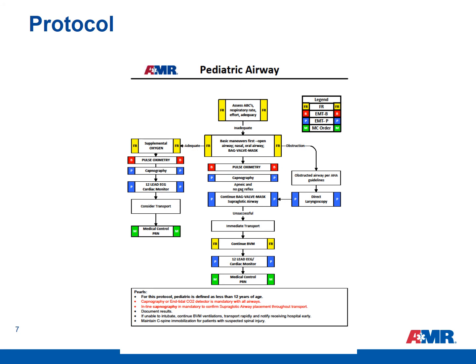So here's a look at the revised protocol. The only change really is the removal of the ET tubes and the addition of the supraglottic airway as the primary ALS airway. Remember, end-tidal CO2 is the gold standard to confirm placement and must be monitored anytime an airway is placed.